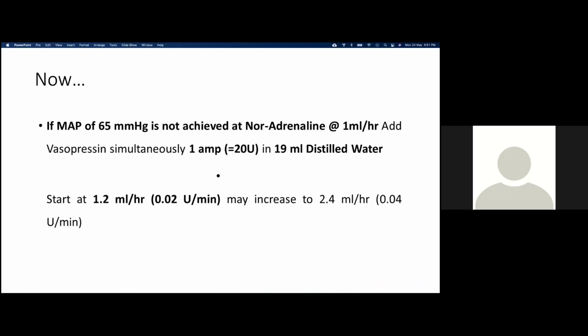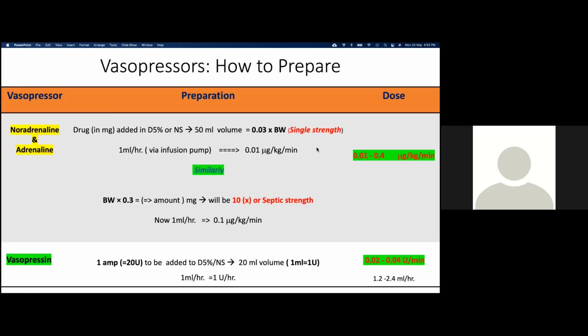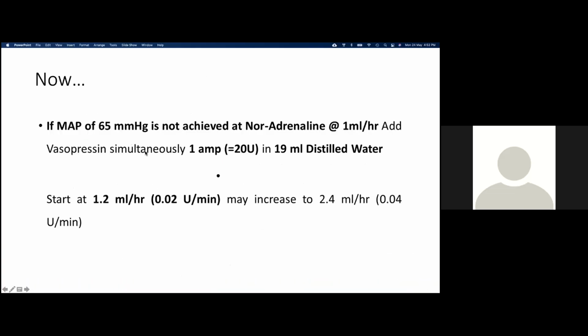So we start: mean arterial pressure of 65 millimeter of mercury not achieved with noradrenaline 10 strength at 1 ml per hour. That means 1 ml per hour is 0.1 microgram per kg body weight per minute. So we have started with noradrenaline 10 strength at 1 ml per hour, that means 0.1 microgram per kg body weight per minute. And even then, if we are unable to achieve a mean arterial pressure of 65 millimeter of mercury, then it's the time to add vasopressin.